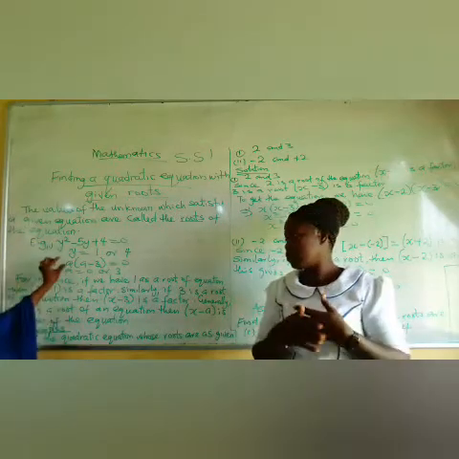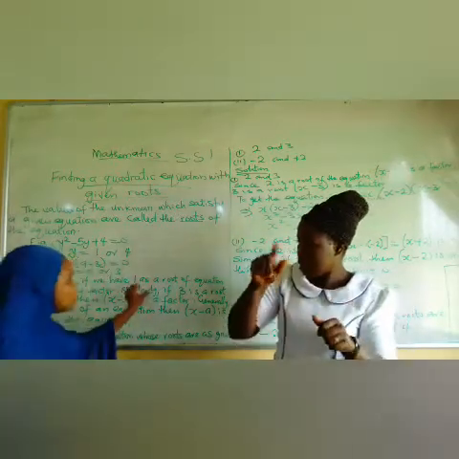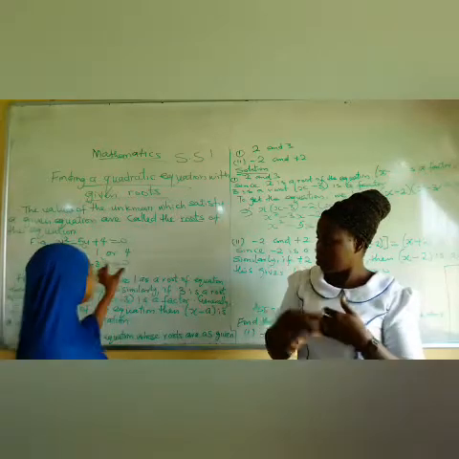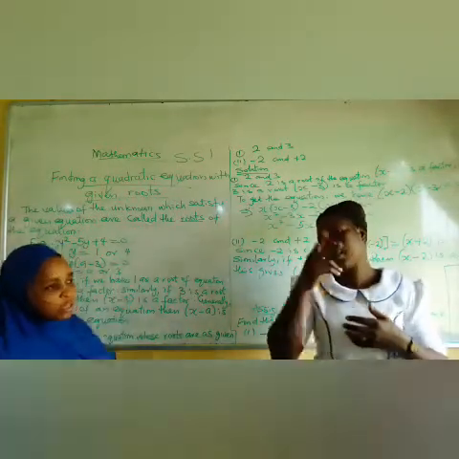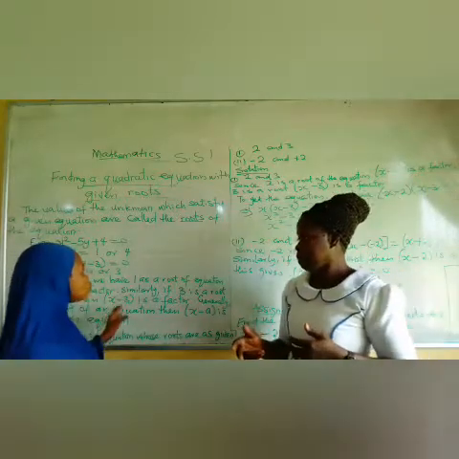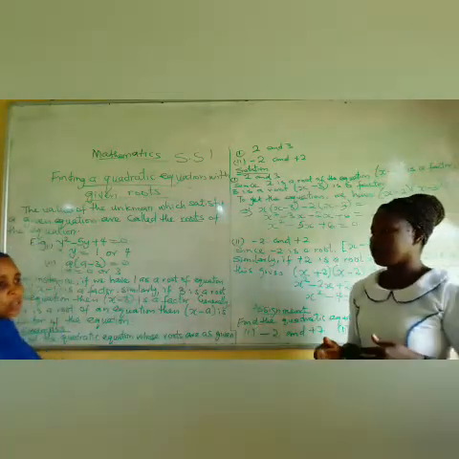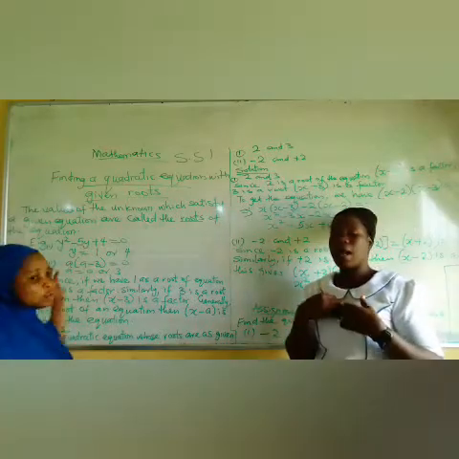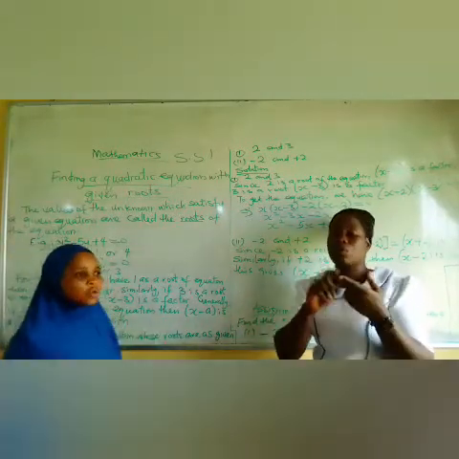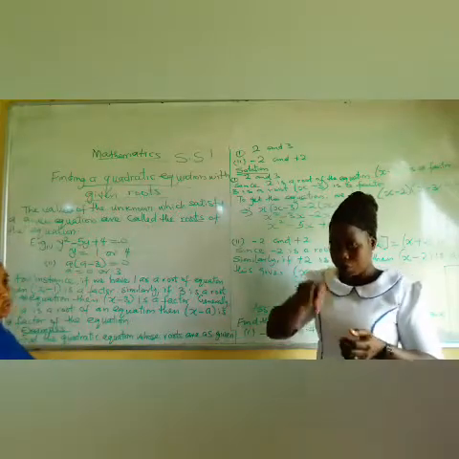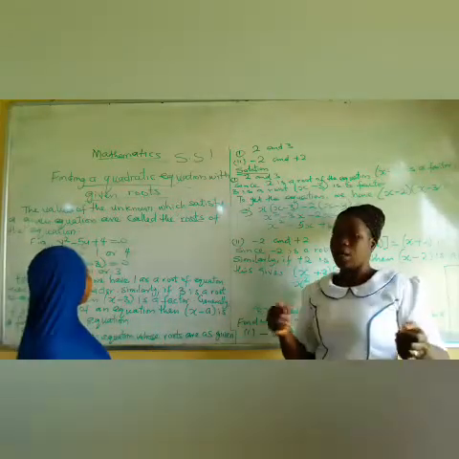Also, when you are given a into bracket a minus 3 is equal to 0, the two values of a are a is equal to 0 or a is equal to 3. They are the roots of the equation. So a situation whereby the roots of the equation are given to you and you want to form a quadratic equation is what we are about to examine today.